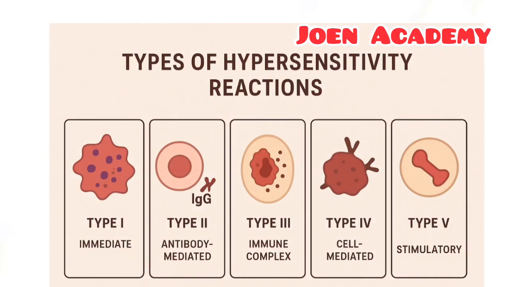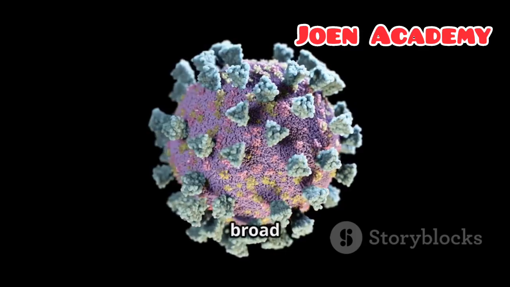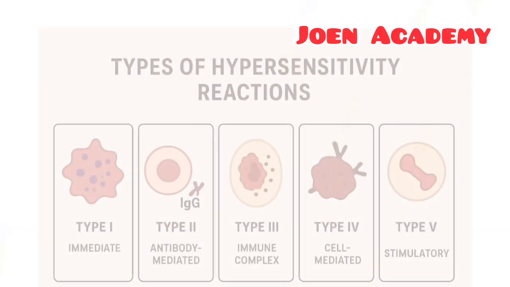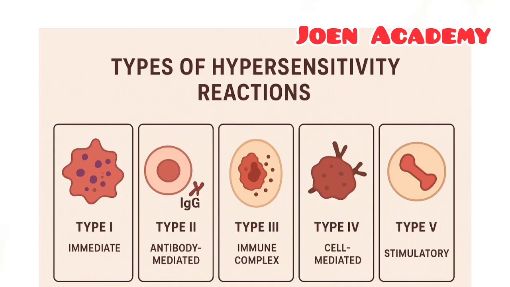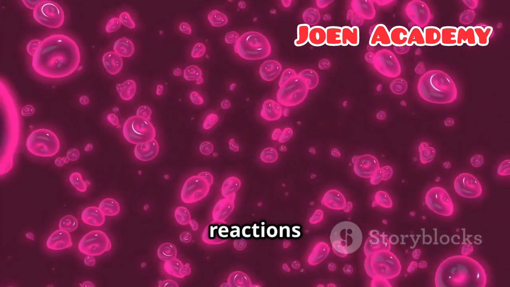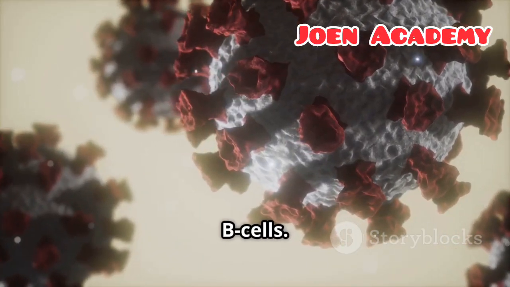We'll break them down one by one, but first, let's group them into two main categories to make them easier to remember. The first broad category is antibody-mediated hypersensitivity. This group includes types 1, 2, 3, and 5. As the name suggests, the key players in these reactions are antibodies, those Y-shaped proteins produced by your B cells.